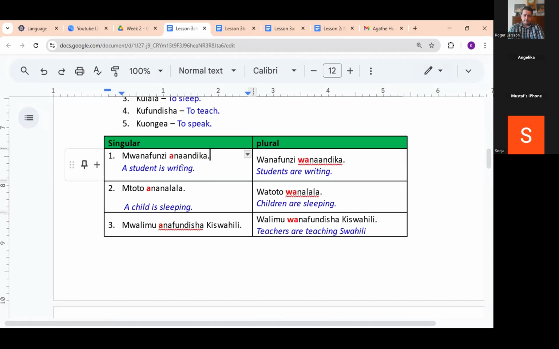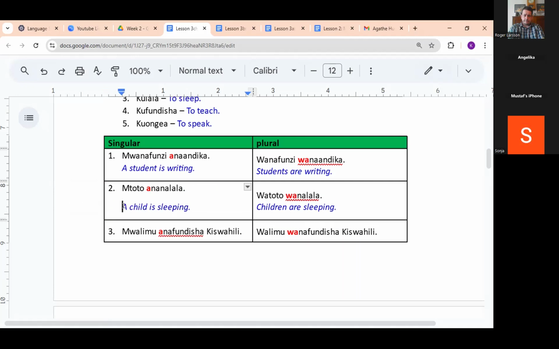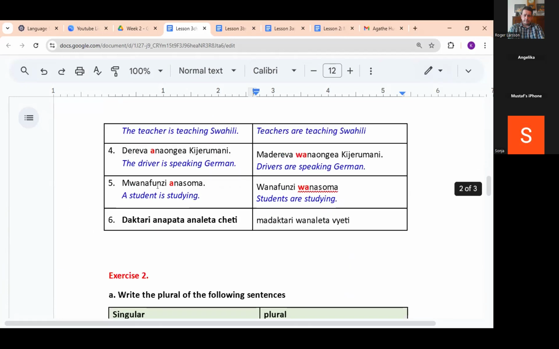So mwanafunzi anaandika, a student is writing. And if they are many, wanafunzi wanaandika, students are writing. 2, mtoto analala, a child is sleeping. And if they are many, watoto wanalala, children are sleeping. We have 3, mwalimu anafundisha Kiswahili, walimu wanafundisha Kiswahili. Number 4, soma tafadhali, kaka Roja, you read the singular, dada Sonia, you read the plural.